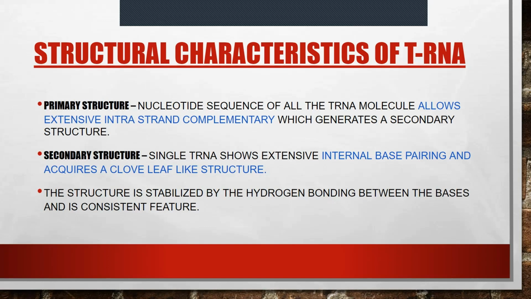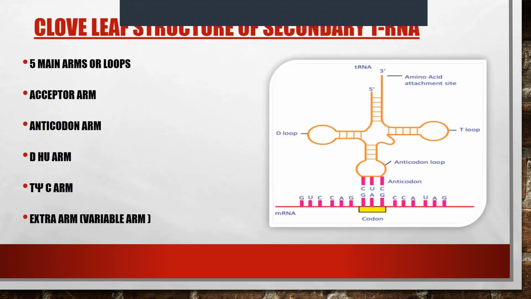The secondary structure is a single tRNA strand, which shows extensive intra-strand base pairing and acquires a cloverleaf-like structure. This structure is stabilized by the hydrogen bonding between the bases and is a consistent feature. This is the cloverleaf structure of the secondary tRNA. You have the 5' main arms, which are also called loops: the acceptor arm, anticodon arm, DHU arm, and TψC arm. Extra arm, it is also called the variable arm.